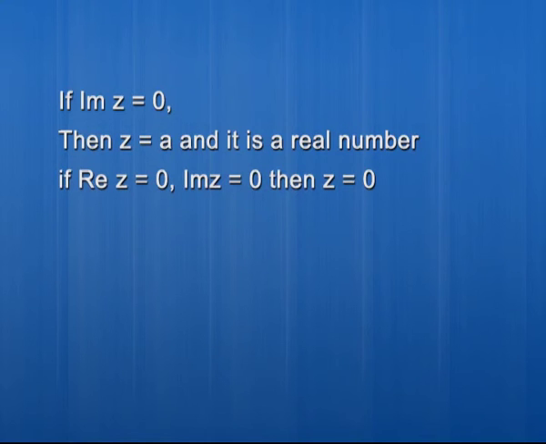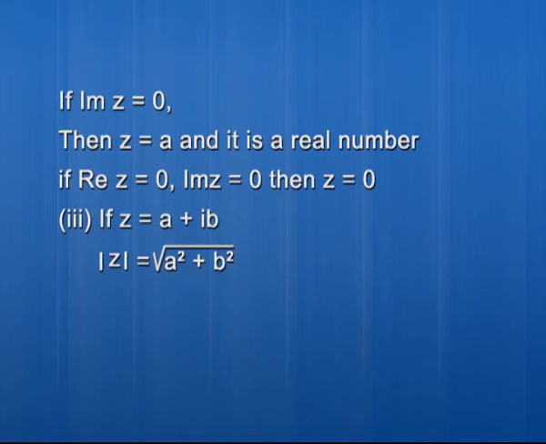We also calculated that if z is equal to a plus ib, then modulus of z is the non-negative square root of a square plus b square, and conjugate of z is a minus ib, as well as the multiplicative inverse of z is conjugate of z upon square of modulus of z.